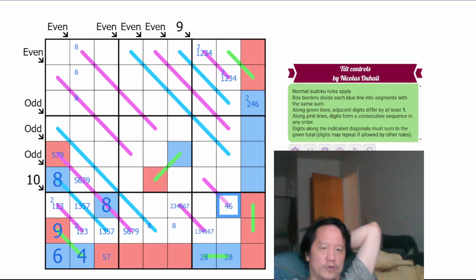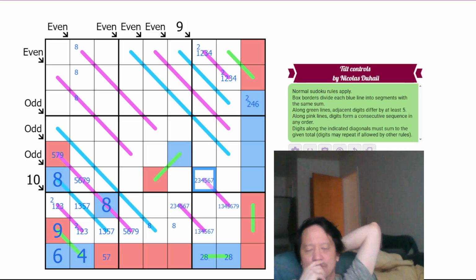Same here. 4 and 6 next to 3, 5, or 7, but this could be 1, 3, 5, 7, or 9. So that could be 2, 4, 6. Can't be 8 because of 8 in the row. Where is 8 in column 9? It has to be one of these two digits. It can't be there, can't be here because of 8 in the row.